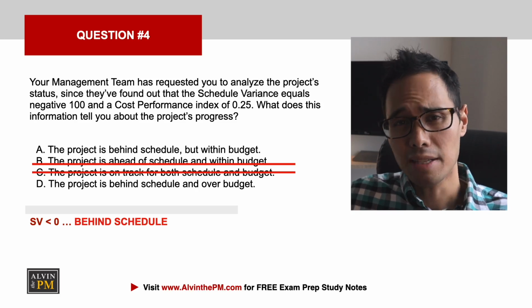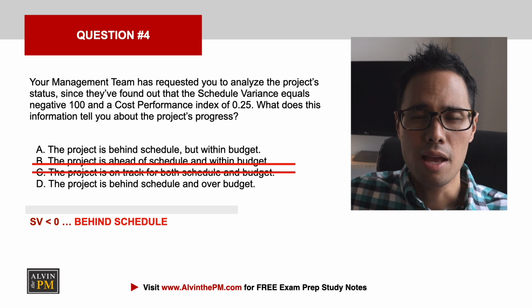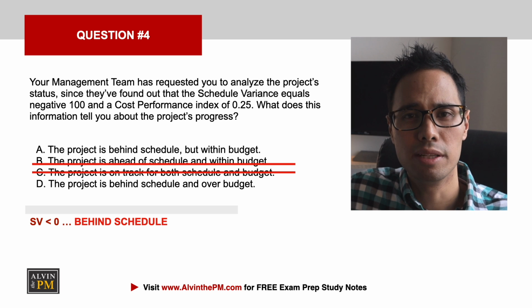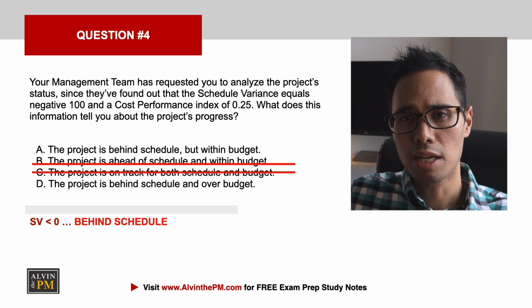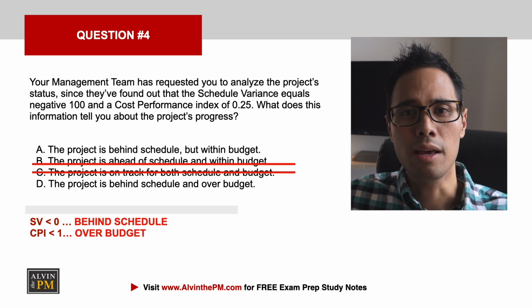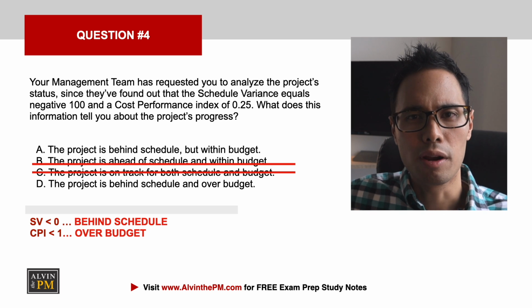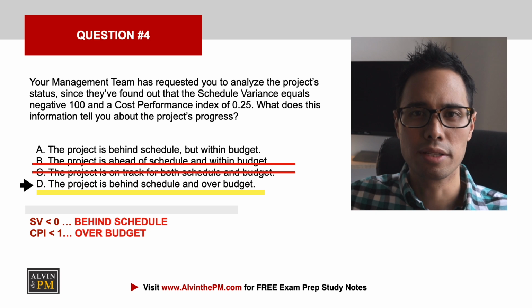Using what we know now about schedule variance, since SV equals a negative number, this implies that our project is behind schedule, which means that choices B and C can be eliminated. Since our cost performance index is less than 1, our project's costs are unfortunately over budget. Therefore, the best answer here is choice D.